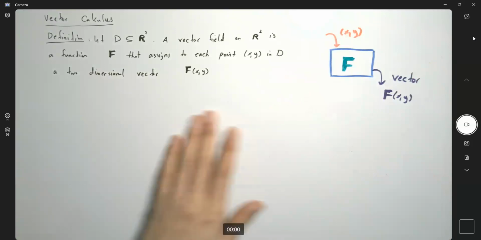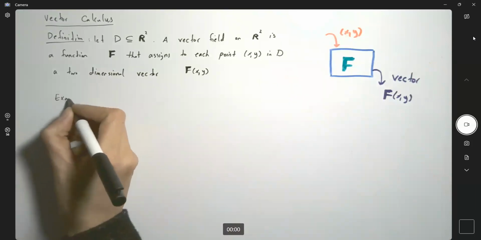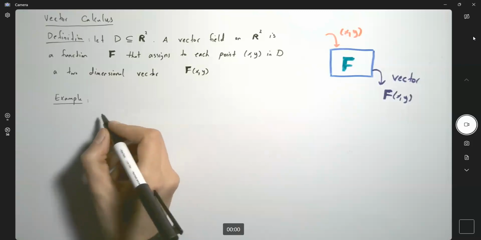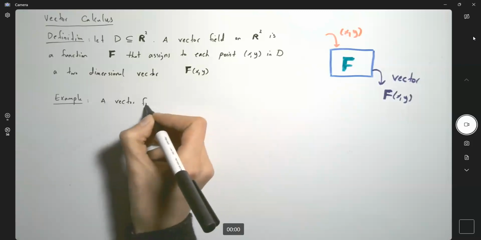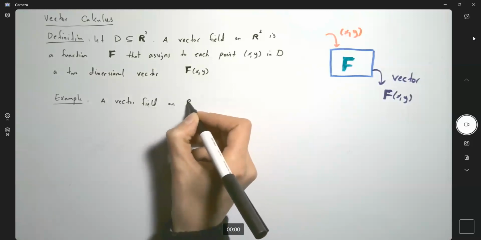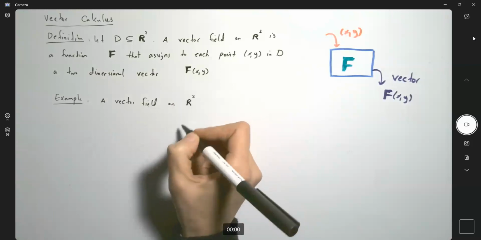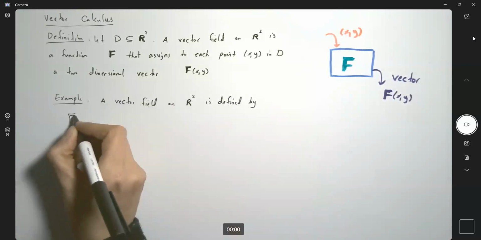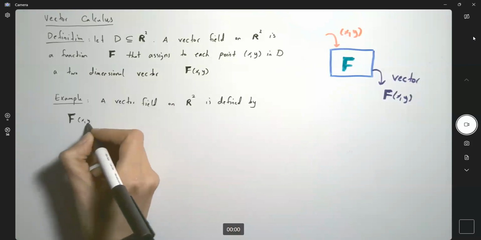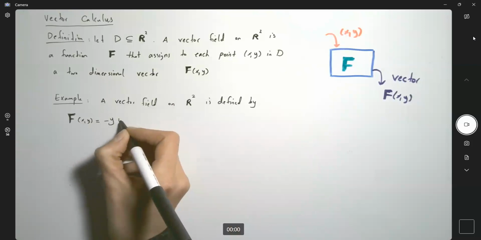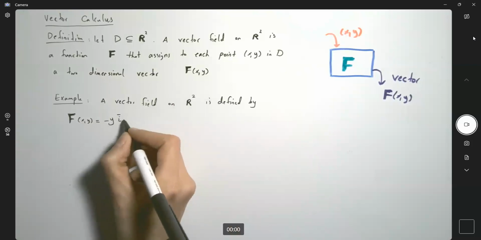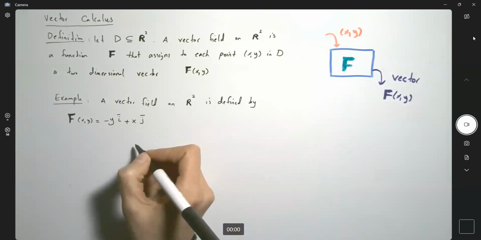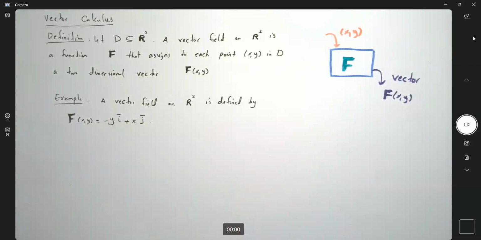Let's take a look at one example. The example says, a vector field on R2 is defined by F of X and Y, which is equal to negative Y in the direction of the X-axis, so that's why we use i, plus X times j in the direction of the Y-axis. You are just working with vectors in the plane, that's why we use R2. We want to describe this vector field.